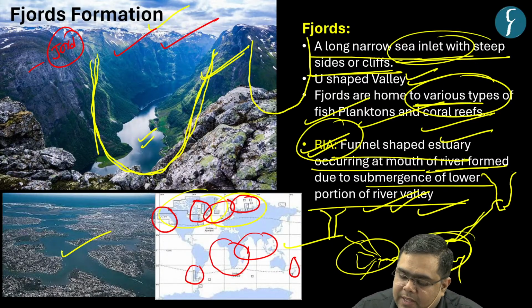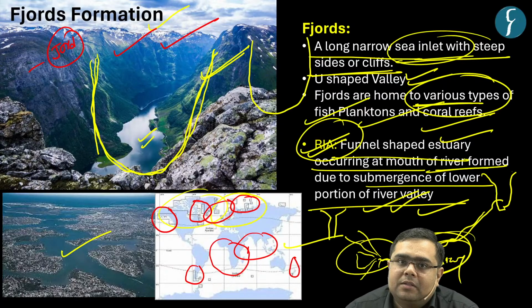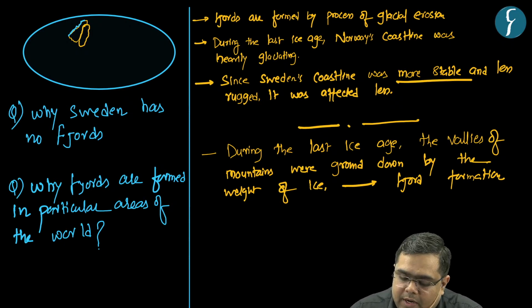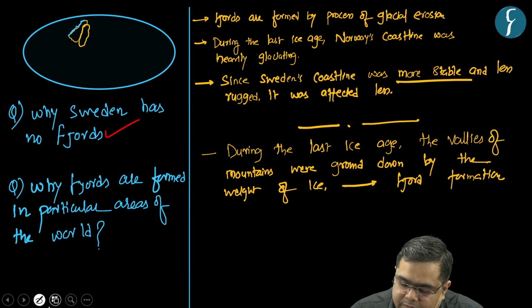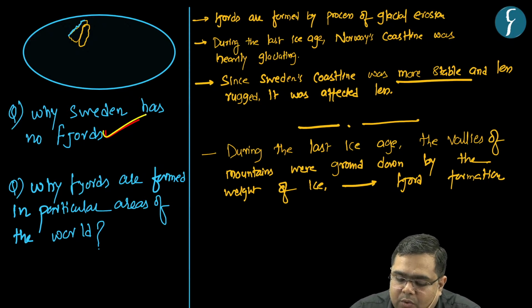You must have seen that these are the prominent locations. What is common between all these points is the answer to our question: why are fjords formed in specific parts of the world? So two prominent questions which can be asked, or even if they are not asked, this must be a subject of inquiry in your mind: why does Sweden have no fjords?